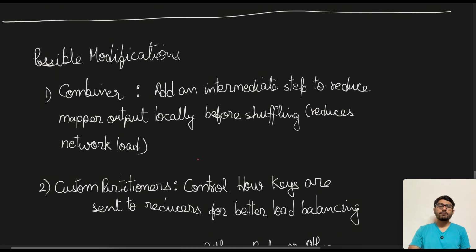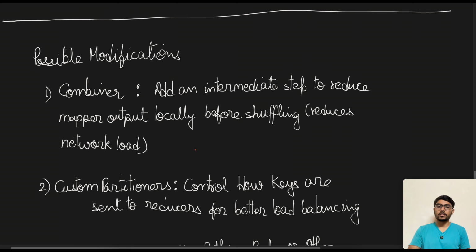Okay. Next is custom partitioners. So they control how keys are sent to reducers for better load balancing, right. There might be the case that some reducers are very high capacity and others are not as much. So they can help us achieve higher efficiency by controlling which keys go where. The more frequent words need to go to a different reducer and likewise, for better load balancing.